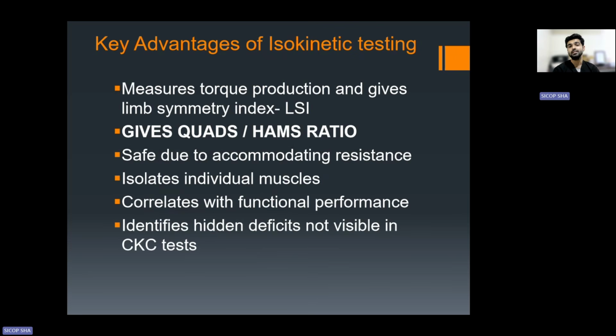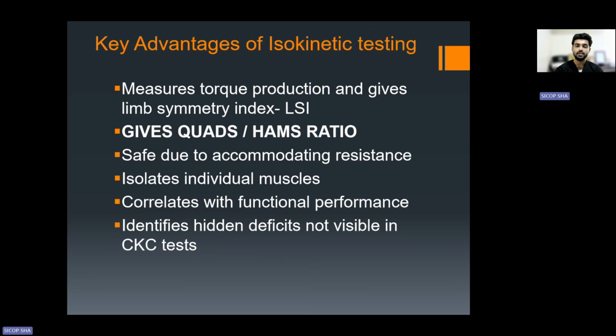Now, what are the key advantages of isokinetic testing? We already looked into what isokinetic testing is and what the parameters of isokinetic testing are, but what are the advantages? Isokinetic testing measures exact torque production and gives a limb symmetry index. While testing the knee quadriceps of affected versus non-affected, it measures accurate torque production at a specific angle. So we can compare the torque production of an ACL operated leg versus the unoperated leg. So it gives me a limb symmetry index.